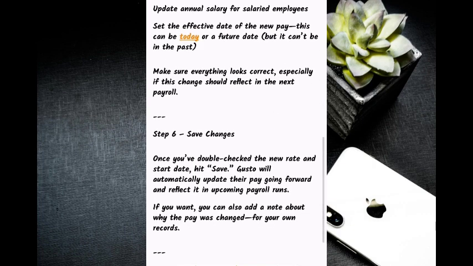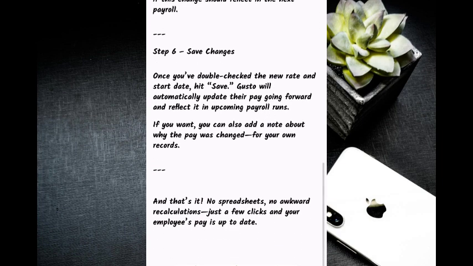Step 6, save changes. Now once you've double checked the new rates and start date, you want to hit save. Gusto will automatically update their pay going forward and reflect it in the upcoming payroll runs. If you want, you can also add a note about why the pay has changed for your own personal record. And that's it. No spreadsheet, no awkward recalculation, just a few clicks and your employee pay is up to date.